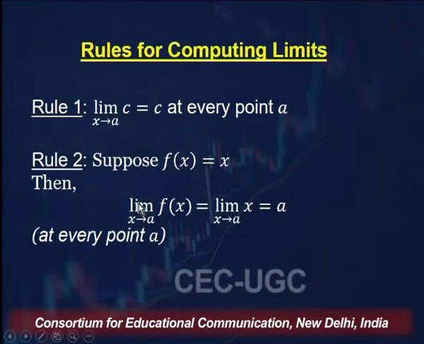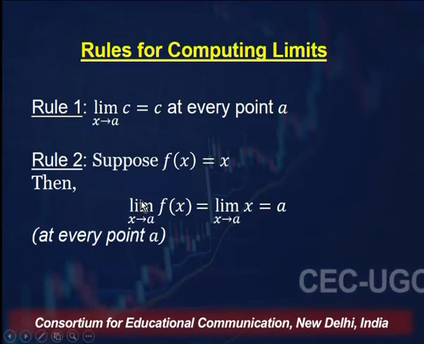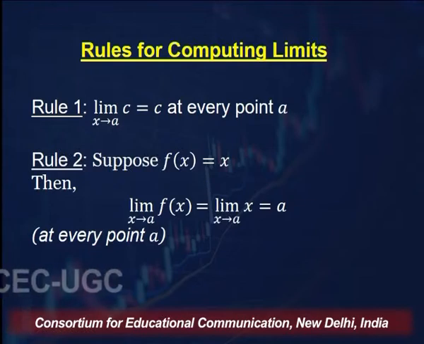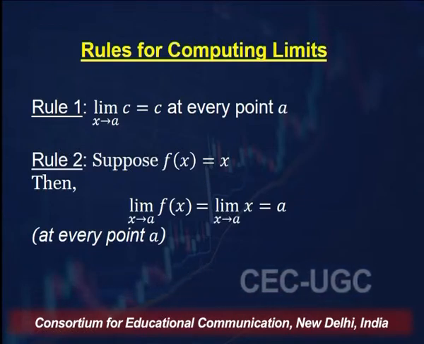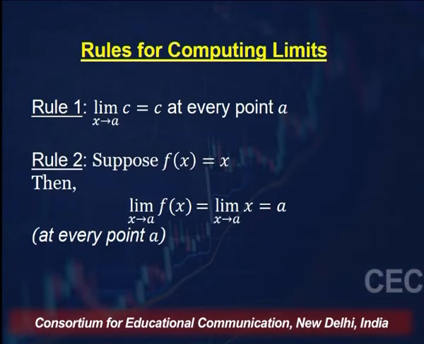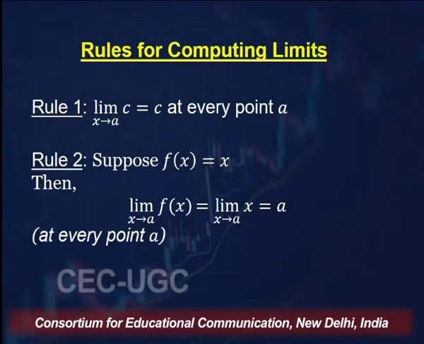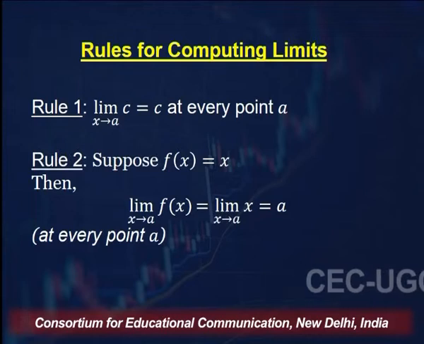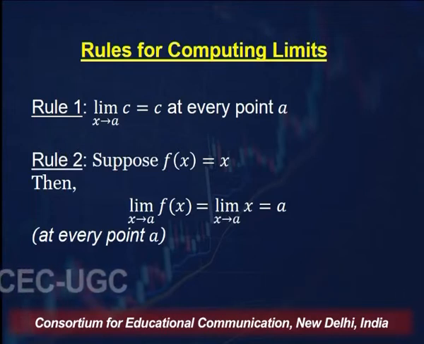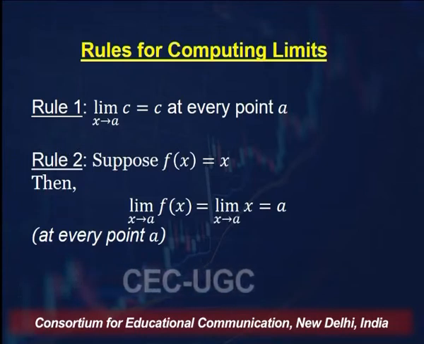Now what does the second rule say? The second rule talks about the function f of x equal to x. Now this is a very simple function. It is this 45-degree straight line that passes through the origin. It makes a 45-degree angle with the x-axis. So what this is saying is that whatever the value of x is, the function will just echo that value. So the value of the function is exactly the same as the value of x.